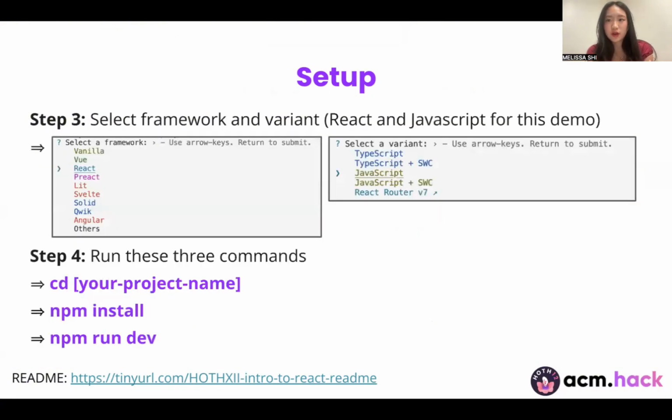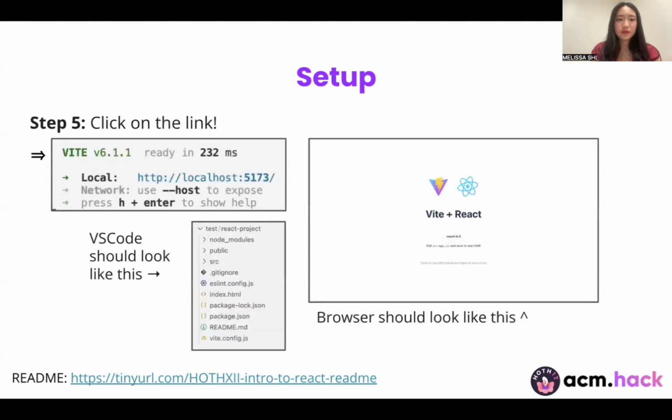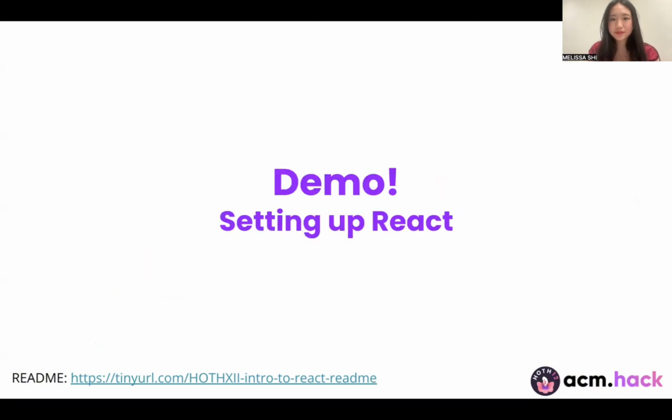And then you select the framework and variant. For this demo, we'll be using React and JavaScript. And then you would run these three commands: cd your project name, npm install, and then npm run dev. And then you would click on the link that shows up, and then your browser should look like that. And then your VS Code should have all of these files. Okay, so let's get into the demo.